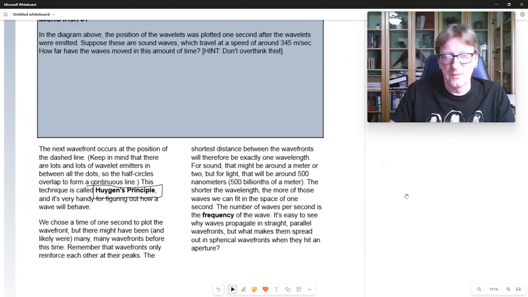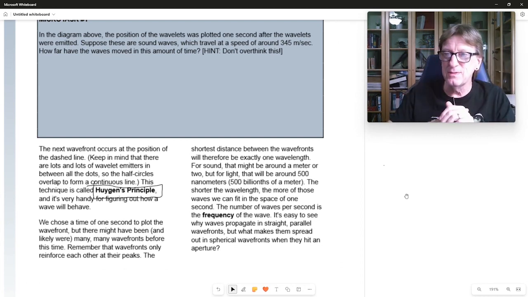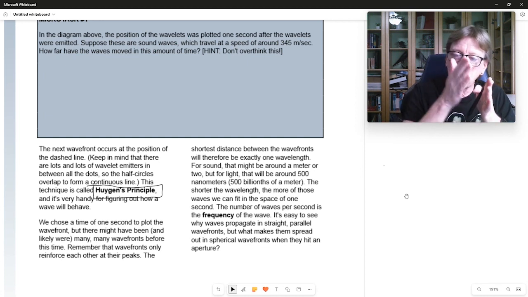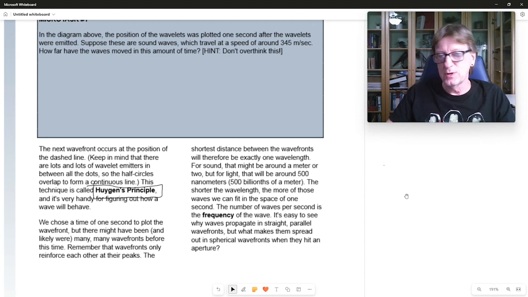There were many of them, but they reinforce each other no matter how many there are in between. Depending on the speed of the wave, it doesn't matter. They will only reinforce each other at their peaks. And so that's very useful.